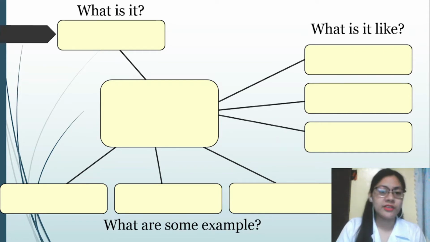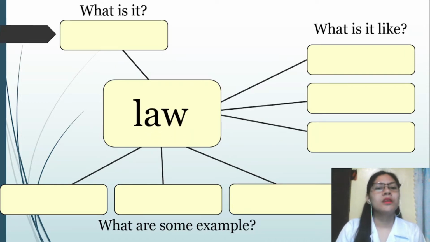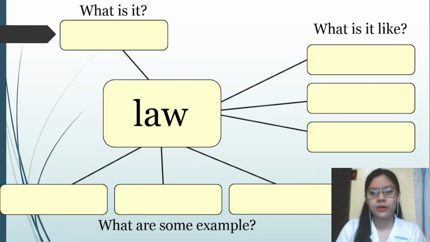Okay, if your answer is yes, we are going to start now with the first one. Our first vocabulary word is law. Here in our central box, I put the word law. So what do you think a law is, or what is it? Okay, no one is answering. No one wants to try first. Okay, I will answer it first. I think the law is the rules of society.